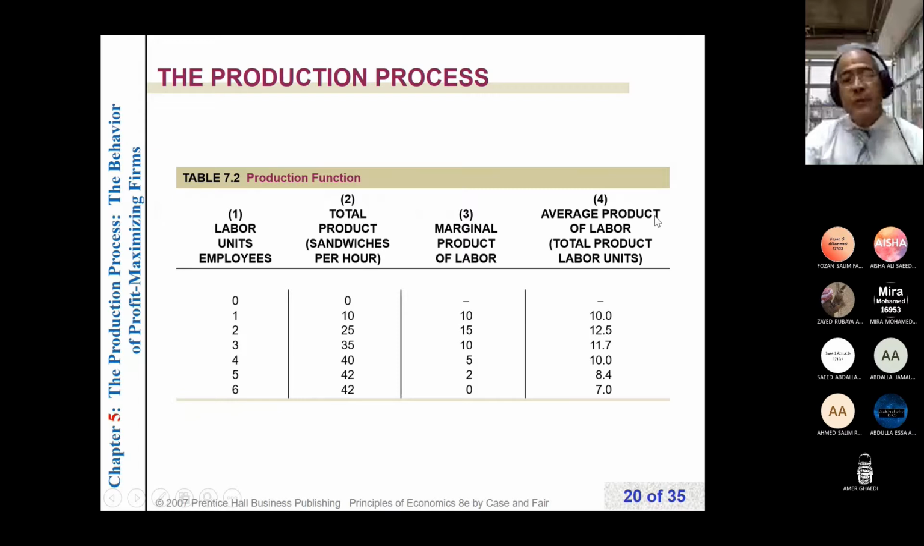What is average product? Average product is the productivity of each worker averagely. For example, if I have 2 workers in my restaurant, both of them can produce 25 sandwiches. So what is the average product? 25 divided by 2 equals 12.5. So this is the productivity of each one averagely. Average product increases and then it decreases, and it will continue decreasing.